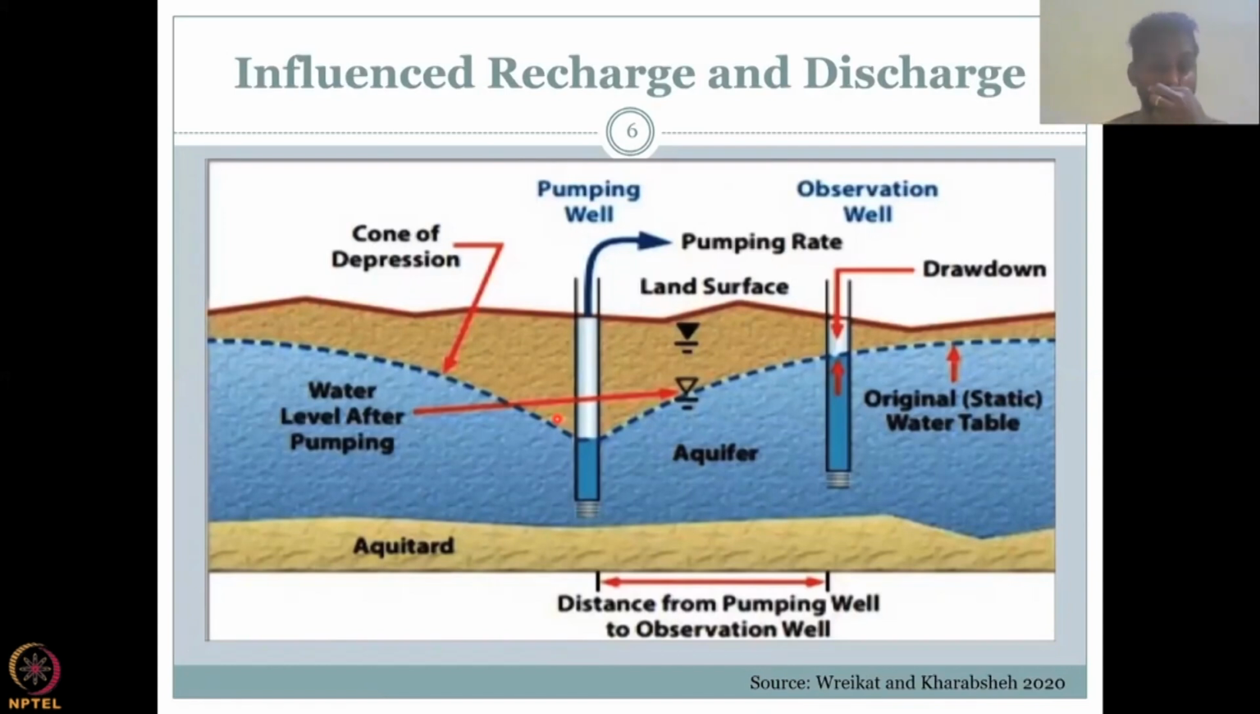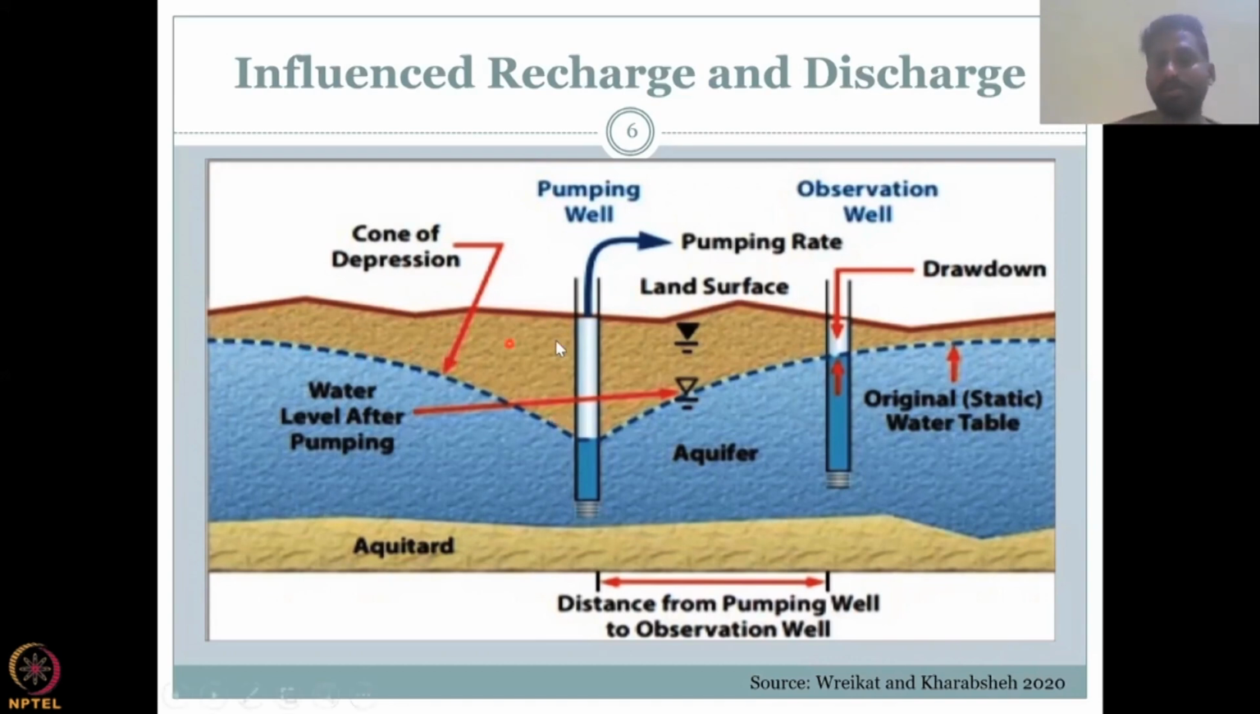Induced recharge and discharge is another important factor that we should look at, because when we discuss recharge and discharge, it is not at a small scale. We are inducing recharge and discharge when we are pumping using a motor or a pump, electric or solar powered. When you do that, you are actually pulling at a much faster pace, and you change the dynamics or the gradient of groundwater flow.